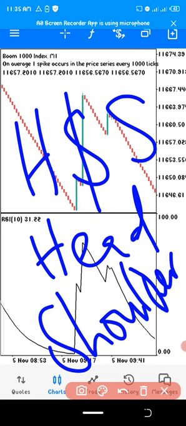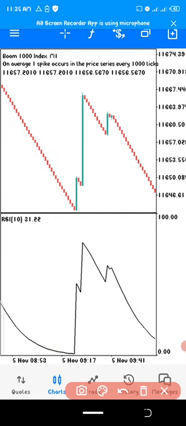Do not mind my handwriting. I'm just trying to be as explanative as possible. All right, guys. So what is the head and shoulders? The head and shoulders is a pattern that kind of mimics what the name represents, head and shoulders.